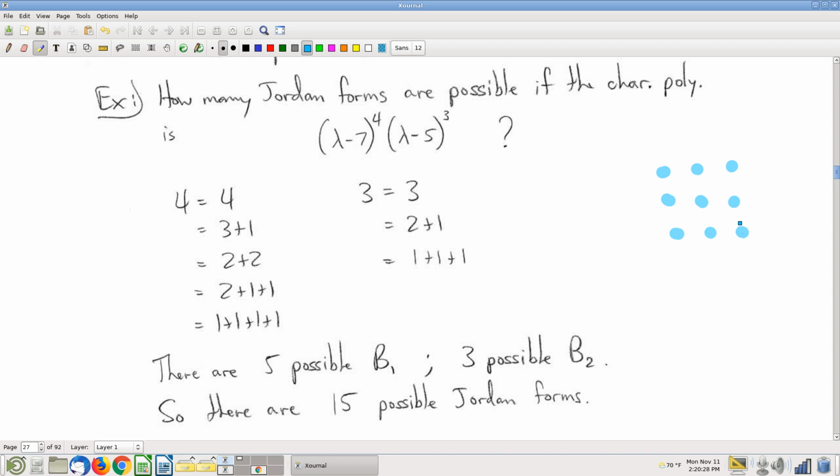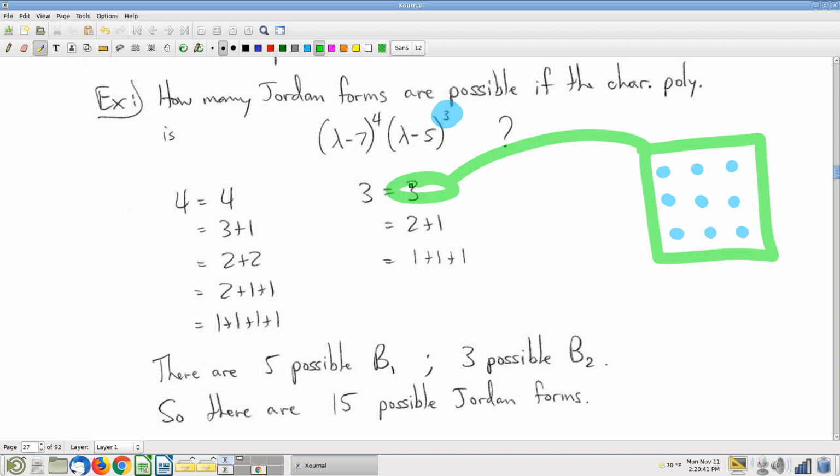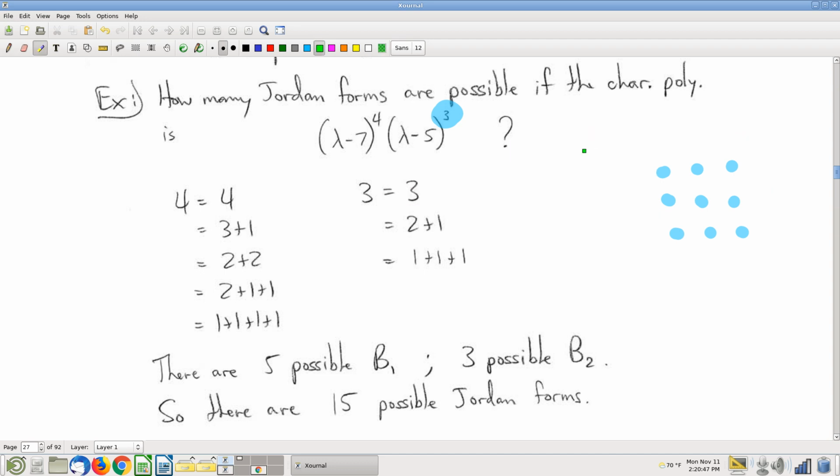There's a 3x3 eigenvalue block. And now let's consider the possible Jordan form structures. One possibility is that there is one large basic Jordan block. A single 3x3, and that's it. Now, here's another possibility. It could be that there is a 2x2 and a 1x1.